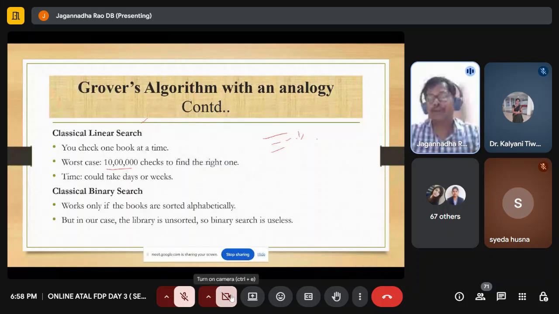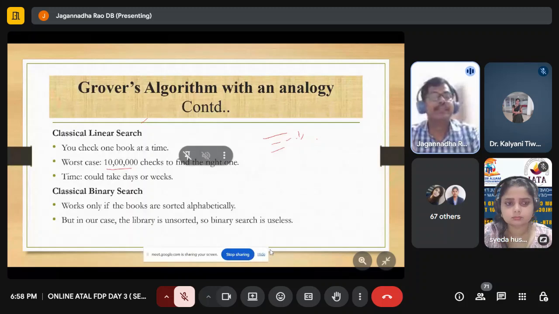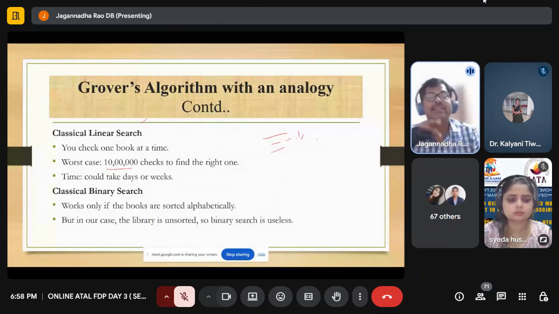So between linear search and binary search, with linear search we can at least find the book in 10 lakh checks, whereas binary search is not possible. It works only if the books are in alphabetical order, or numbers in ascending or descending order. But in our case, the library is unsorted, so binary search is not at all possible.